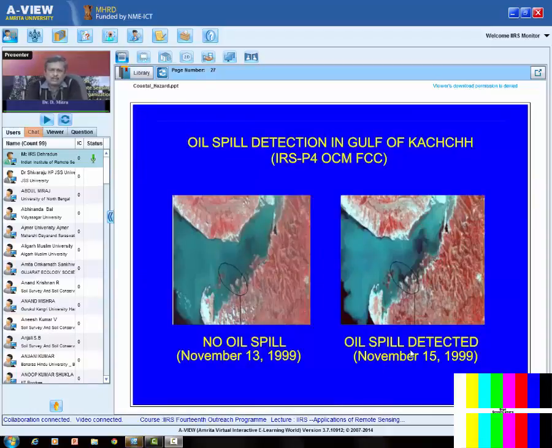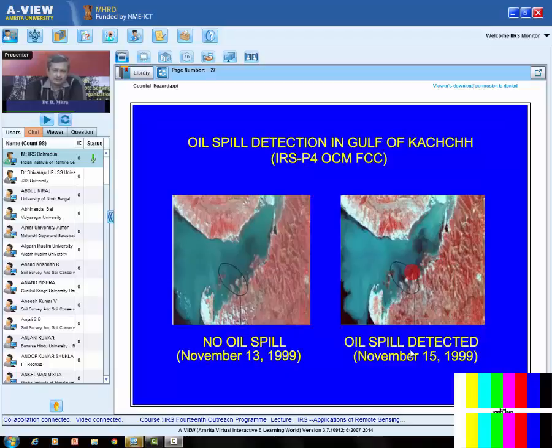Also, you can do a lot of study on oil spills. Initially we tried to understand the oil spill from the IRS-P4 OCM FCC in a region in the Gulf of Kutch, where you can see this elliptical area in the November 13, 1999 image. There was no spill, no black line like this seen here. But on 15th November we again got the image, because with OCM you can get an image every alternate day. There is something peculiar seen over here. Then people thought that maybe this is because of an oil spill.